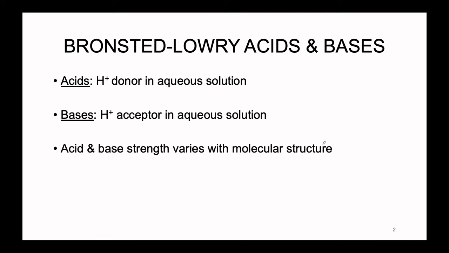The definitions of acid and base that we're going to be sticking with here are the Bronsted-Lowry acids and bases. There are a couple of other definitions like the Arrhenius acid and base, the Lewis acid and base, but we're going to be sticking with the Bronsted-Lowry acids and bases. We've already introduced this back in chapter 9, but let's revisit what an acid and a base mean. An acid is known as an H+ donor in aqueous solution. Aqueous, again, implying that our solvent is H2O.